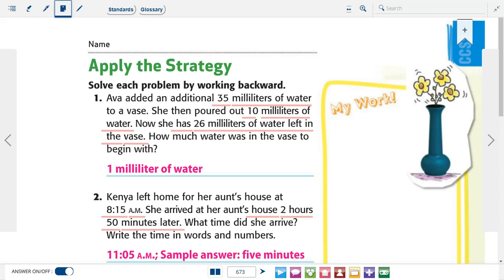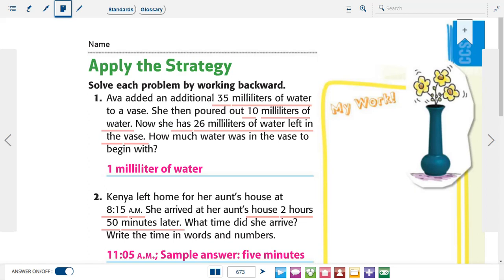Question 1. Ava added an additional 35 millimeters of water to a vase. So first, this sentence is important. We can understand from it that the vase has some water inside because we added an additional 35. The word additional means it has some water. Then we added 35 millimeters of water. Now, she then poured out 10 millimeters of water. So from the water inside the vase, she poured out 10 millimeters.